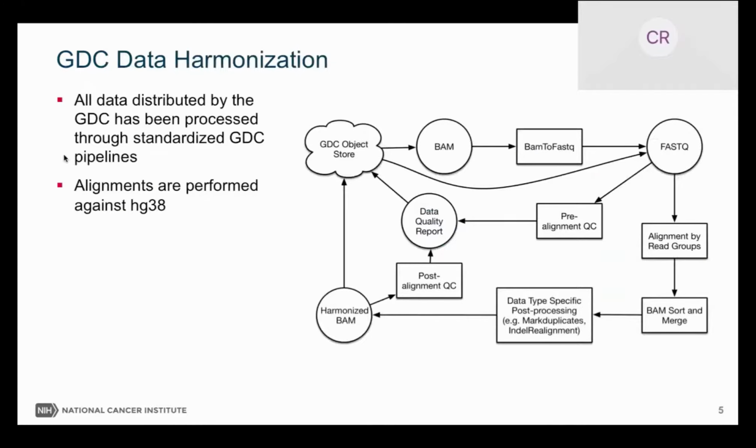So I wanted to give you just the briefest of overviews about the data harmonization pipelines. The first step when we get raw sequencing data, really regardless of the experimental strategy, is alignment. So all the alignments are performed against HG38. So all of the alignments in the GDC can be compared to each other.